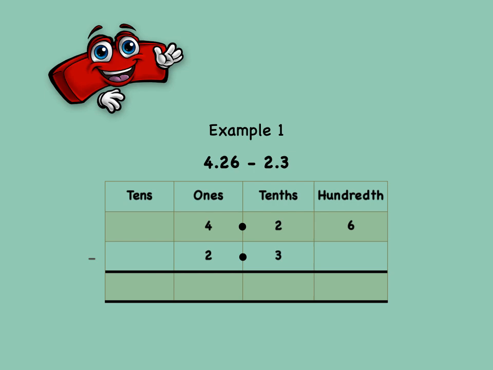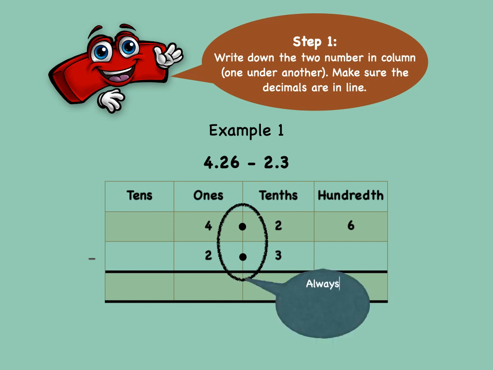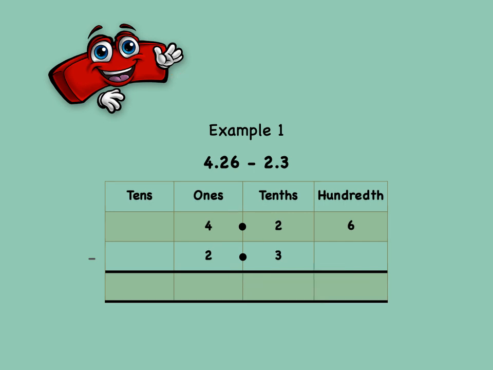And if you can see here, this is step number 1, all right? Write down the 2 numbers in a column, and then here, make sure the decimals are in line. This is what it means. It needs to be in line of the same place, one under another, okay? That is the most important thing with adding and subtracting decimals. When you do your working, make sure your decimals are in the same line, okay?